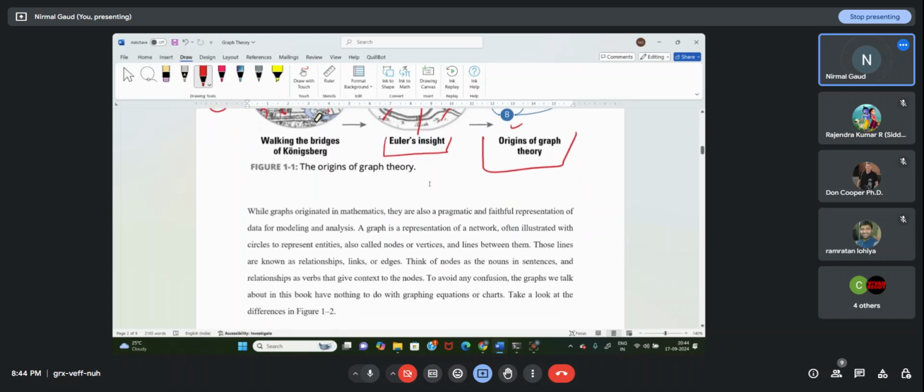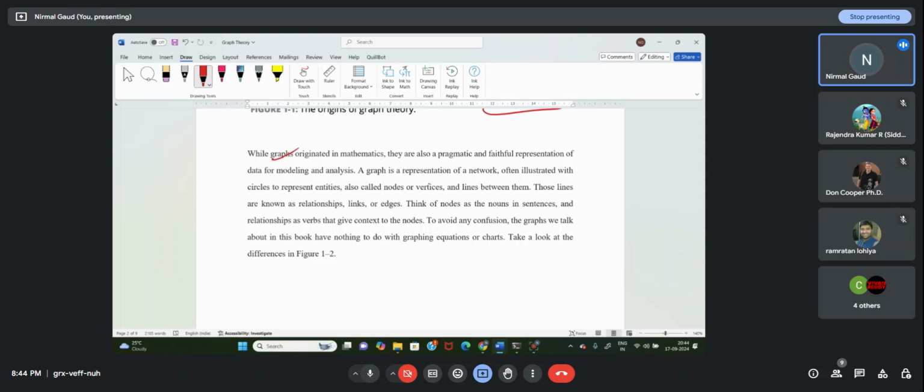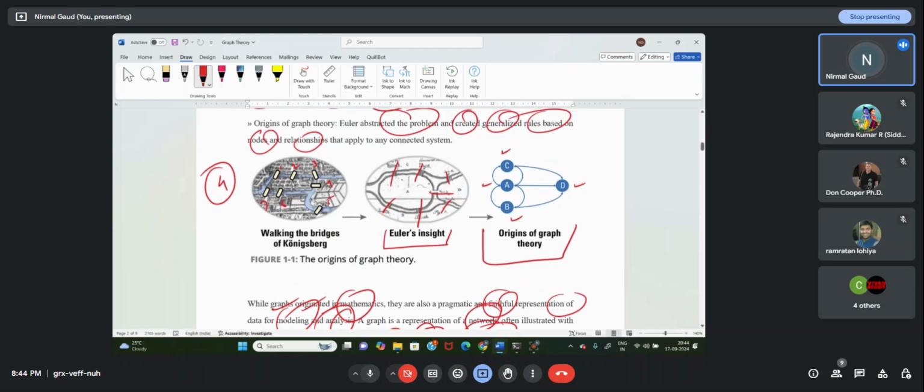Fine. So the graph originated in maths, with a faithful representation of the data analysis. It represents a network. I already told you, it has nodes or vertices, and the lines are called edges or links, the relationship between them. That's what I told in the introduction also. So this graph of Königsberg is representing the relationship between these islands, how they are connected to each other with the help of a bridge.